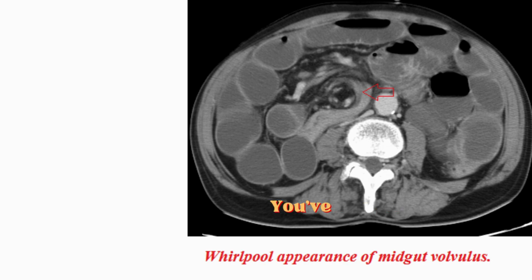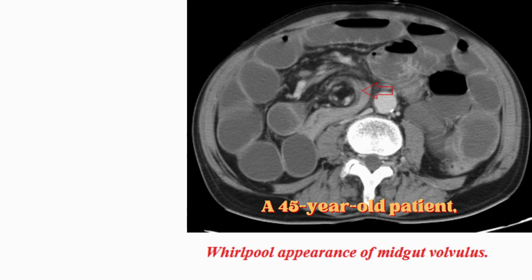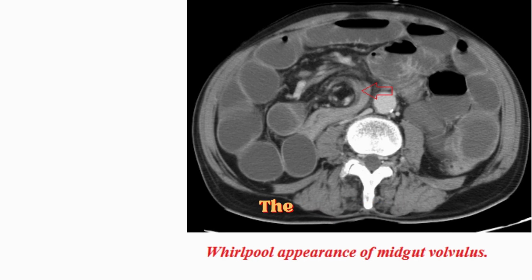It's 2 a.m. You've just finished a long list when the phone pings you. A 45-year-old patient, severe generalized abdominal pain, guarding, and a high white cell count. The clinical question? Just 2 words.